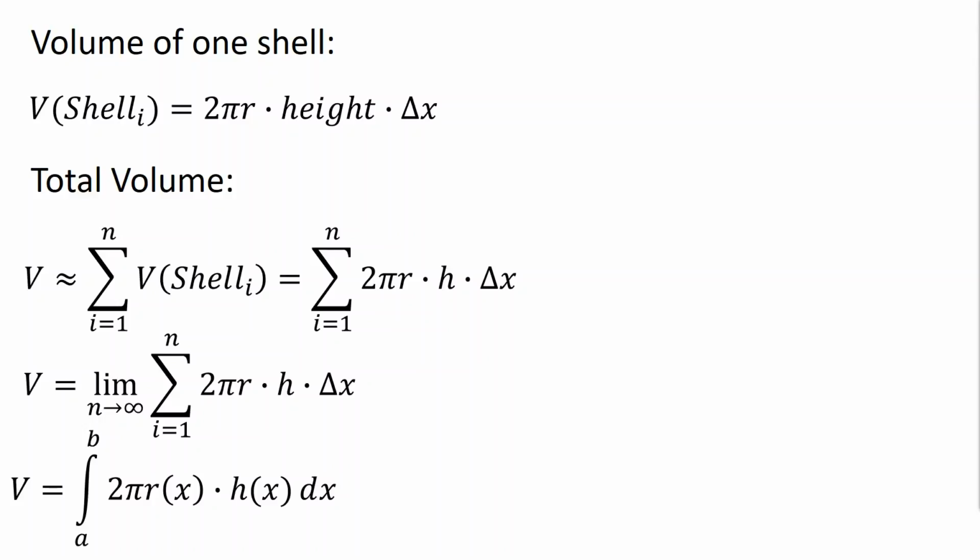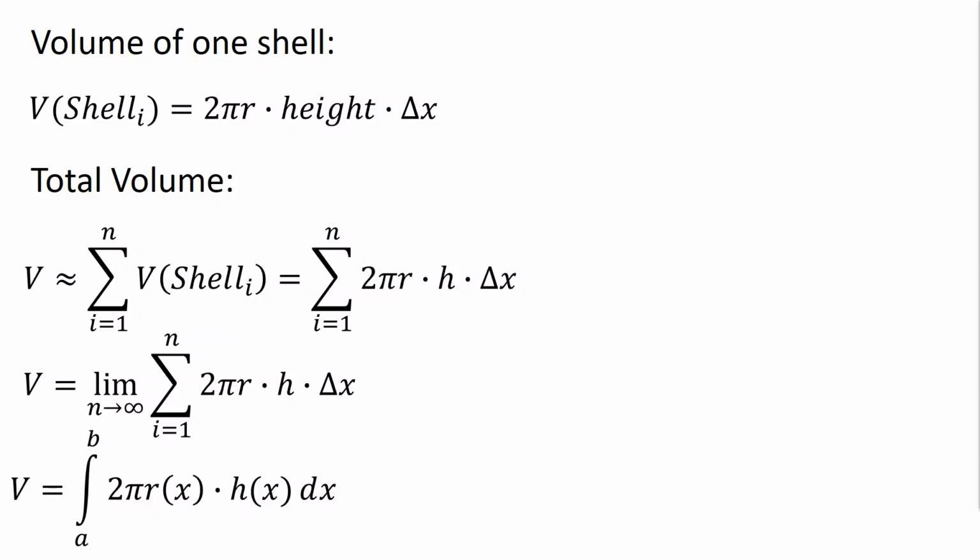So if I have n shells that are going to approximate my volume, then I'm going to get the sum from i equals 1 to n of 2 pi r times h times delta x. Then to recover the actual volume instead of the approximate volume, I'm going to take the limit as n approaches infinity of my Riemann sum, and I'll recover that the volume will be the integral from a to b of 2 pi times some radius with respect to x times some height with respect to x dx.